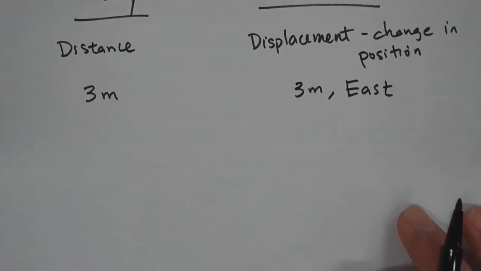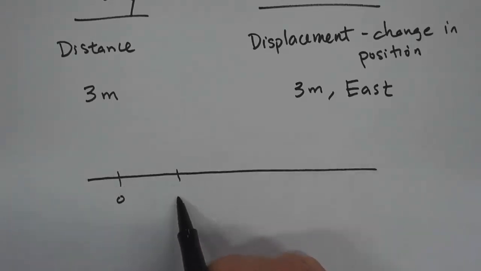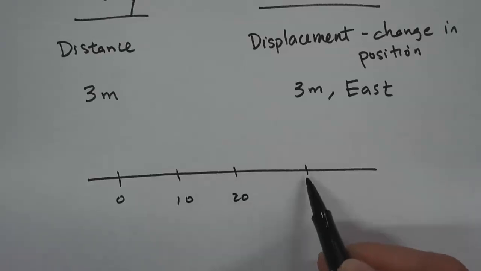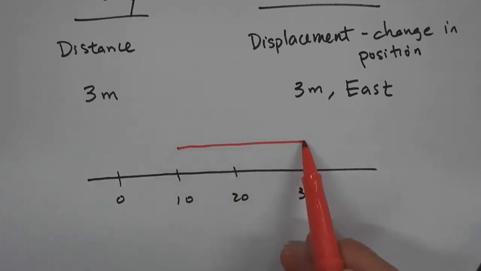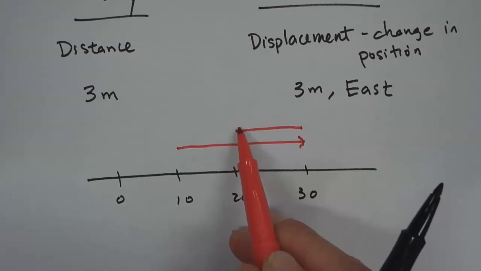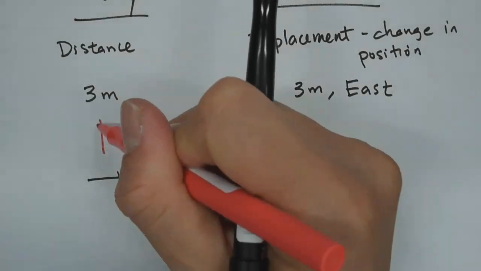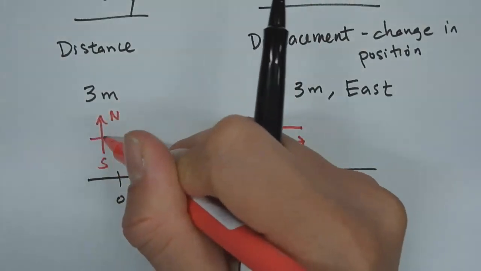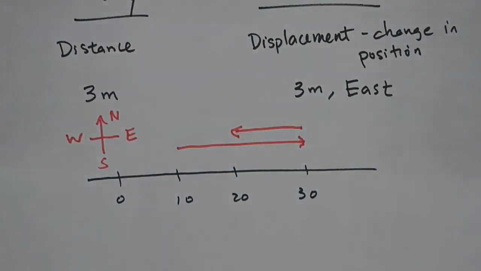So here's another example. Here I have a number line, so 0, 10, 20, 30. Let's say that I go from 10 to 30, and then I go from 30 back to 20. We're going to also use compass directions. Here's north, south, here's west, here's east. So I am going from 10 to 30 east, and then 30 to 20 I'm going west. So what is my distance and what is my displacement?